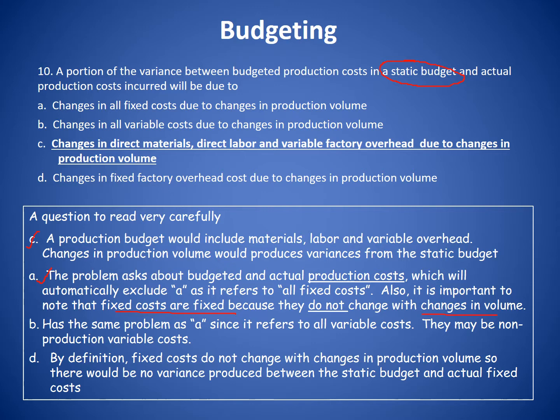We take a look at B, where it says changes in all variable costs due to changes in production volume. That's kind of true, but it has the same problem as A since it refers to all variable costs, not just variable production costs. So there may be non-production variable costs. And then D, changes in fixed factory overhead costs due to changes in production volume. Again, by definition, fixed costs do not change with changes in production volume, so there'd be no variance between the static budget fixed cost and the actual fixed cost, because they would remain the same.